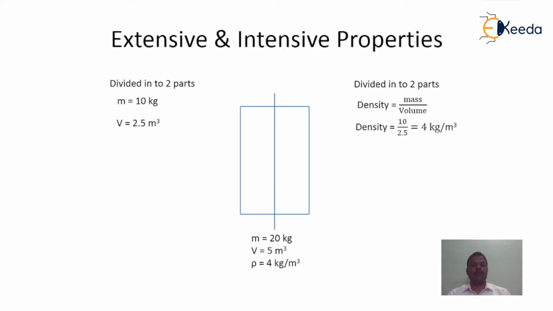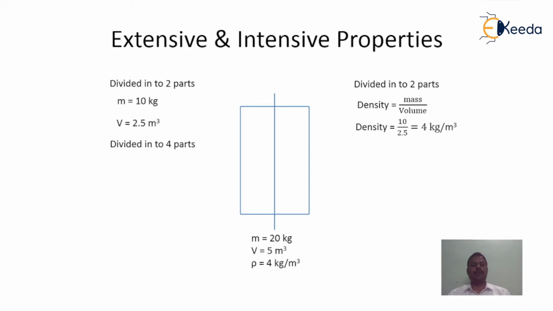Here the property values of mass and volume are changed. They have become half of their original values, but the value of density remains the same.